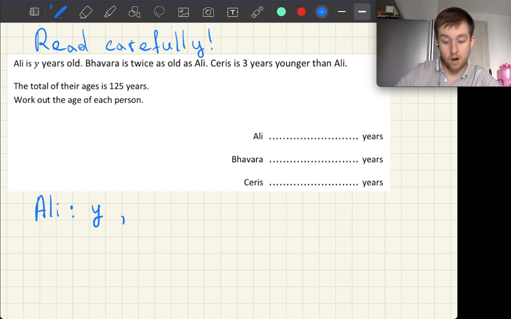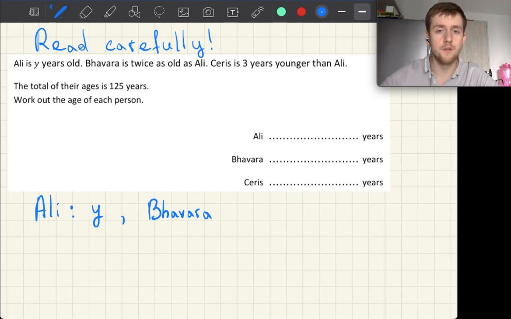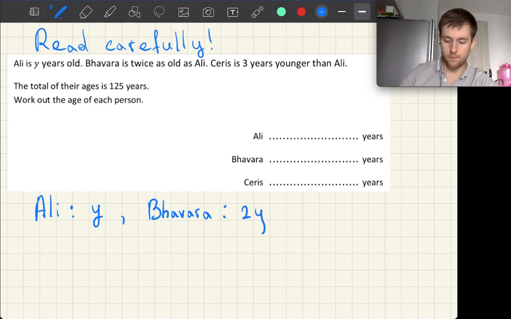Bavara is twice as old as Ali. Twice means what? What kind of operation is this? It's times 2. For example, twice 5 is 10, twice 10 is 20, and so on. So twice y is 2y. So Bavara's age is 2y, okay?